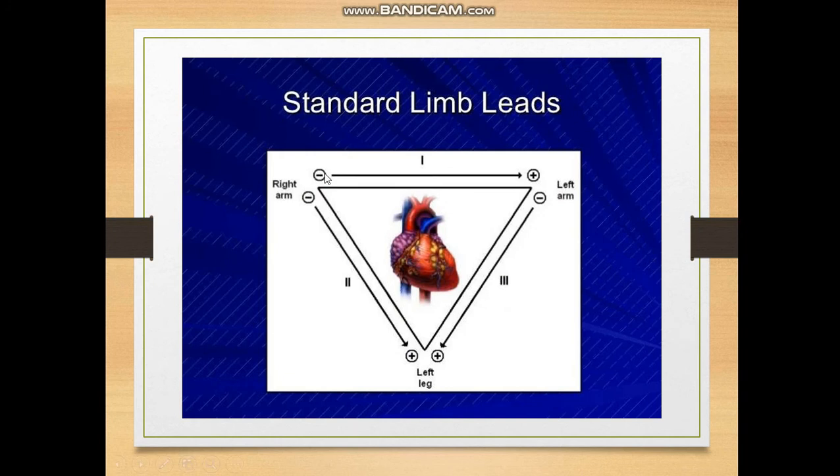The right arm is ever negative in lead 1 and in lead 2. Right arm negative, left arm positive: lead 1. Right arm negative and left leg positive: lead 2. The left arm negative and the left leg positive: lead 3. One thing is also noticeable: the right arm is ever negative and the left leg is ever positive. But the left arm has a heterogeneous behavior. In lead 1 it is positive and in lead 3 it is negative.